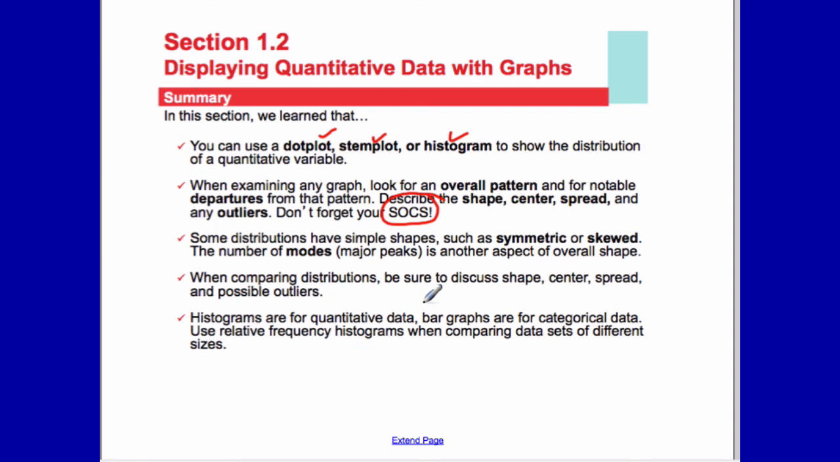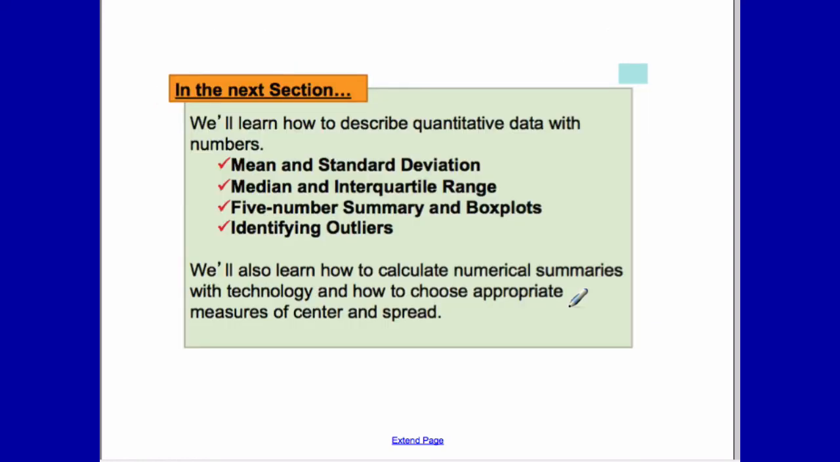When comparing distributions of 2 or more companies or 2 or more stores or 2 or more businesses, whatever it might be, you always want to talk about shape, center, and spread, so SOCs, but be specific from one to the next. And histograms are for quantitative data, just something to remember. In the next section, section 1.3, we will learn about mean and standard deviation, median and interquartile range, 5-number summary and box plots, and identifying outliers. Here we start to get even more specific. So look forward to that as we continue on. I hope that helps with section 1.2.